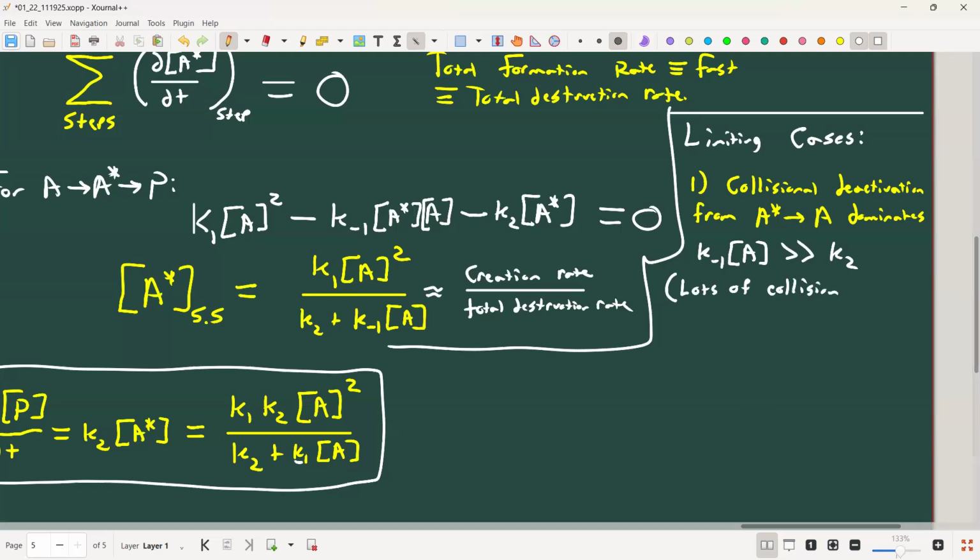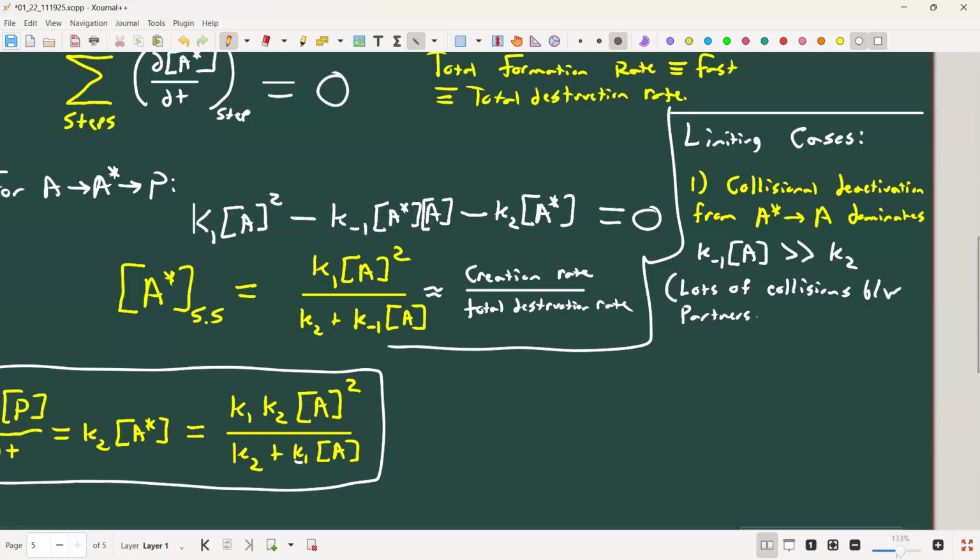Right, that the A is constantly hitting itself, right? Just like your little brother hitting you, or your big brother hitting you. Stop hitting yourself. Lots of collisions between partners. But this is high P.